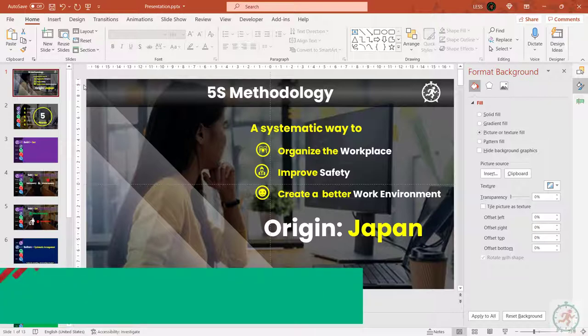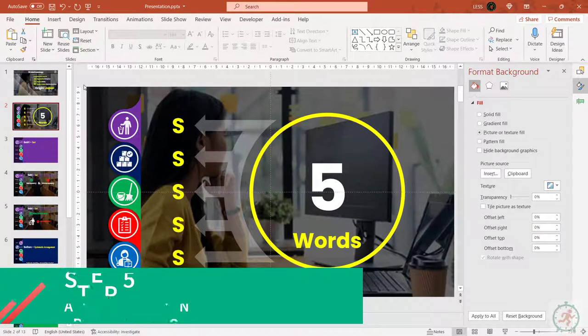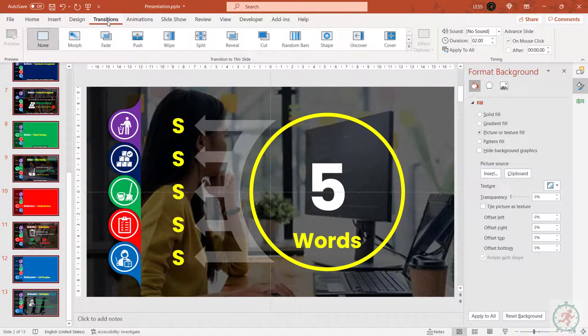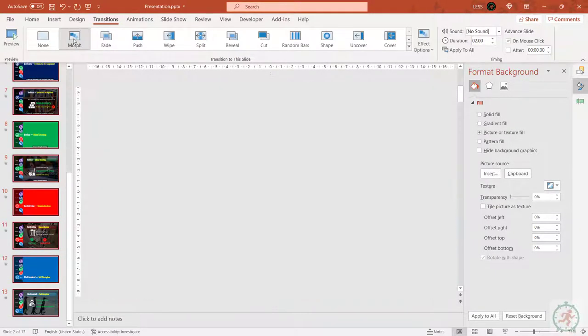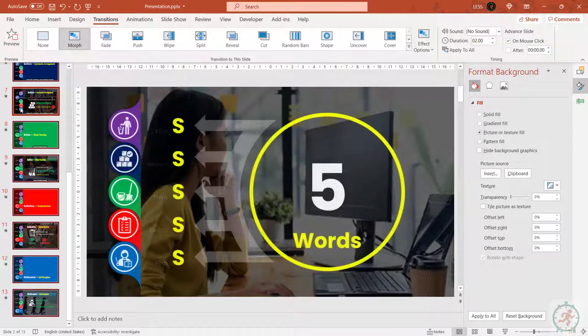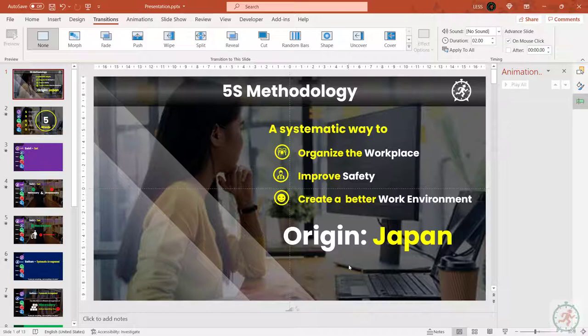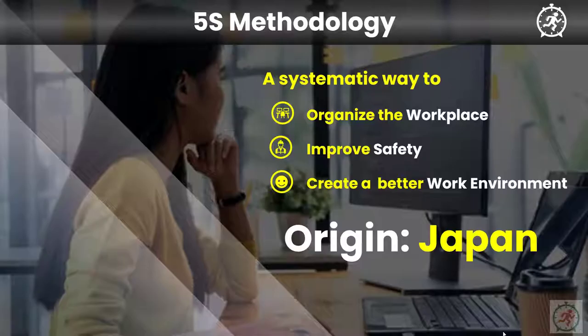Now, let's go for the fifth step, apply transitions. To do so, select all slides except first one. Go to Transition tab and select Morph Transition, which allows to animate smooth movement from one slide to the next. Let's see how it works in presentation mode.